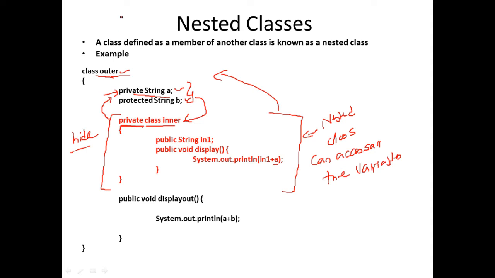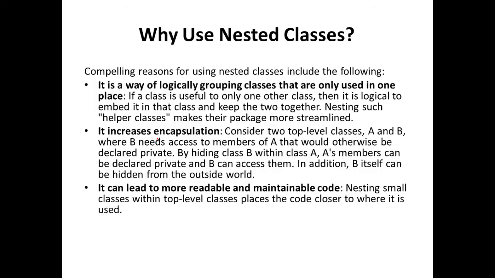And there's one more thing that we have to understand. The outer class cannot access any of the variables of the inner class, even though the variables are public. So this is what we have discussed just now.